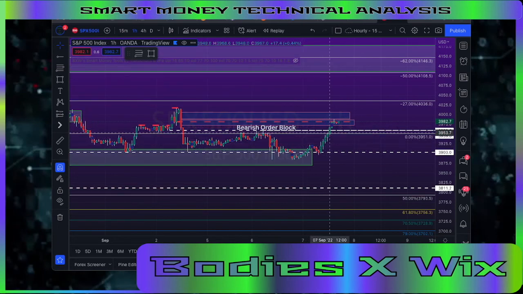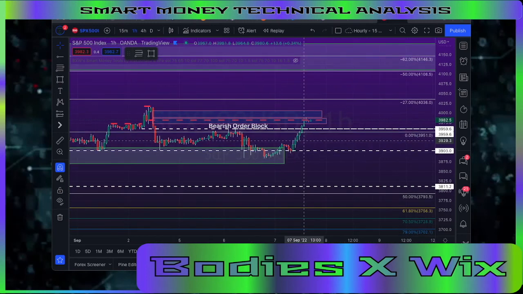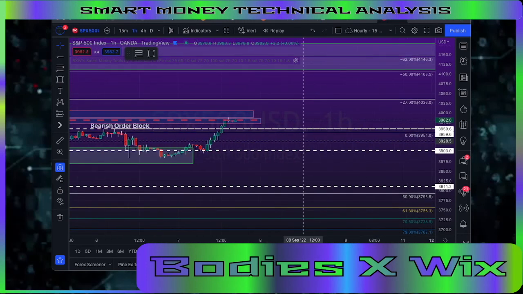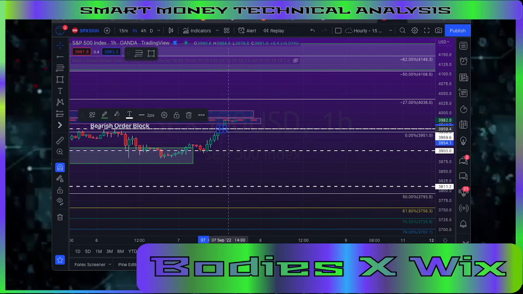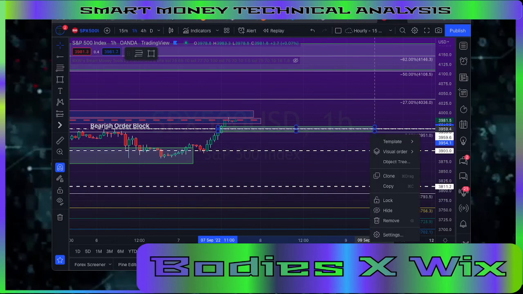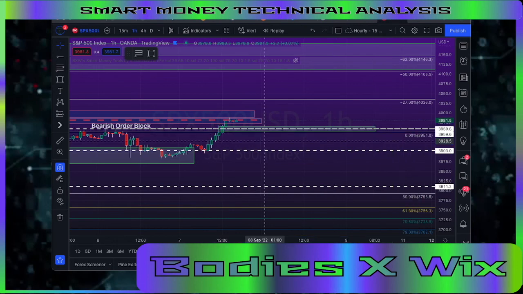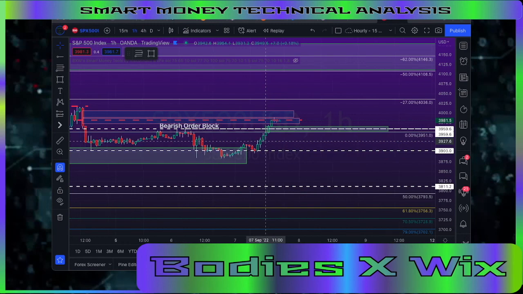except for this one, they have been balanced. Everything has been balanced except for here. Right here is a fair value gap, right where that bearish order block is.